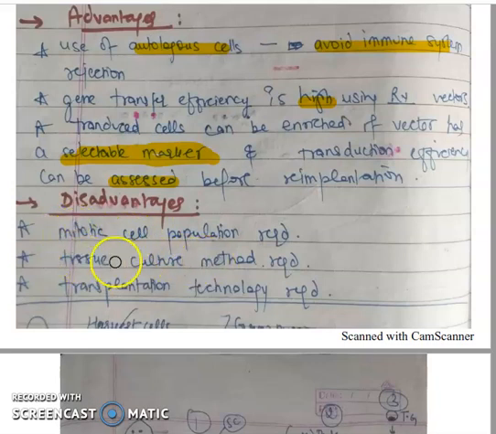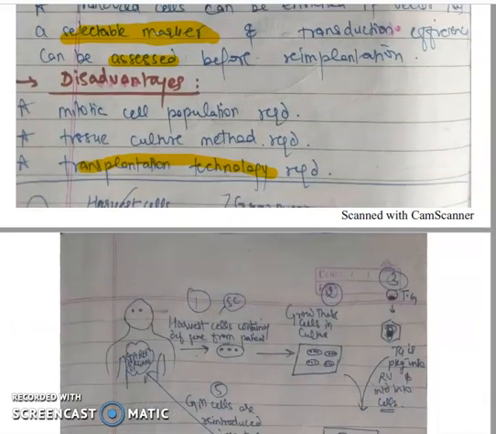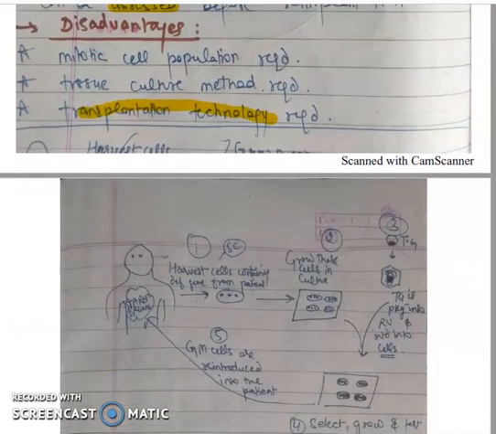The disadvantage is mainly that this therapy targets mitotic cells; a rapidly proliferating cell population is the target. So a tissue culture method is required. You should have proper in vitro culture conditions for culturing the cells outside the patient's body, and transplantation technology is required. That is how you are going to put these cells back into the patient's body. That technology should be clear and at hand before attempting this.